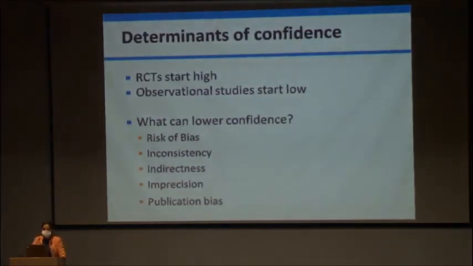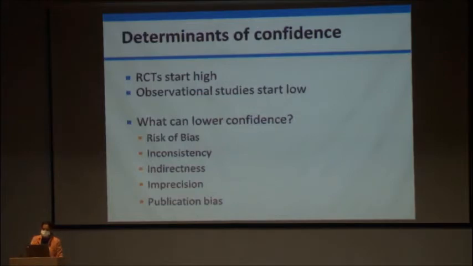So I told you RCTs start as high, observational studies start as low. There are 5 issues that can rate down the quality or certainty or confidence in that body of evidence that arises from RCTs. And these are those 5 issues. I won't cover this in detail, of course, there's no time, but I will mention a little bit about each of these issues.